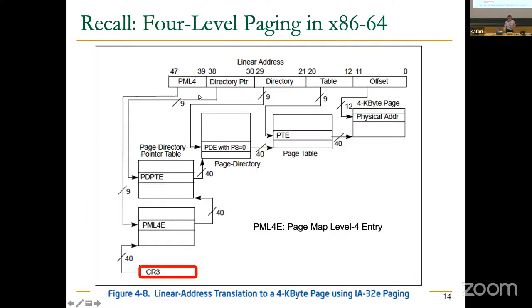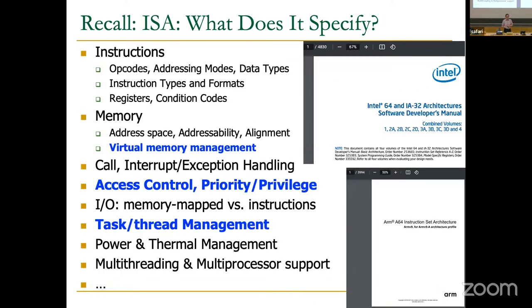Okay, but x86 is even more flexible. You can actually have 48-bit addresses, and you can have a 4-level page table walk. We've seen this yesterday. This is not the worst, actually, as you will see soon. But I want to make sure that this is very clear.